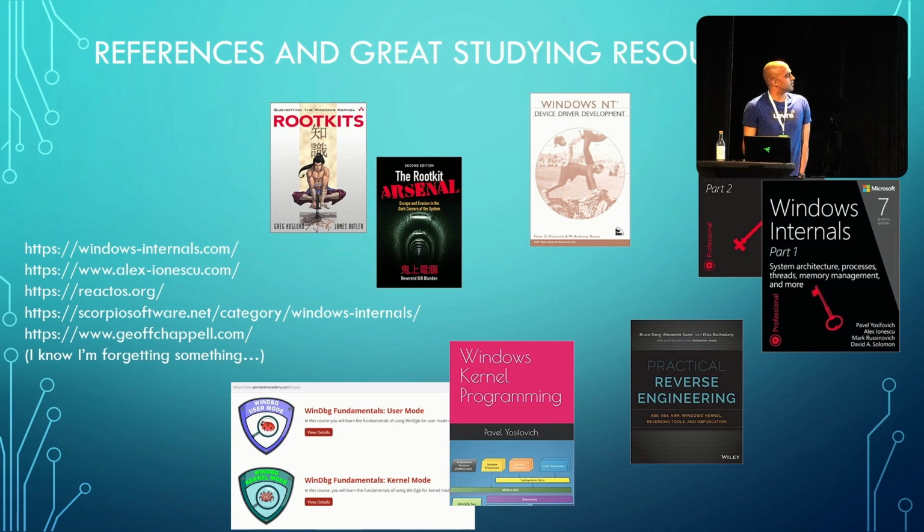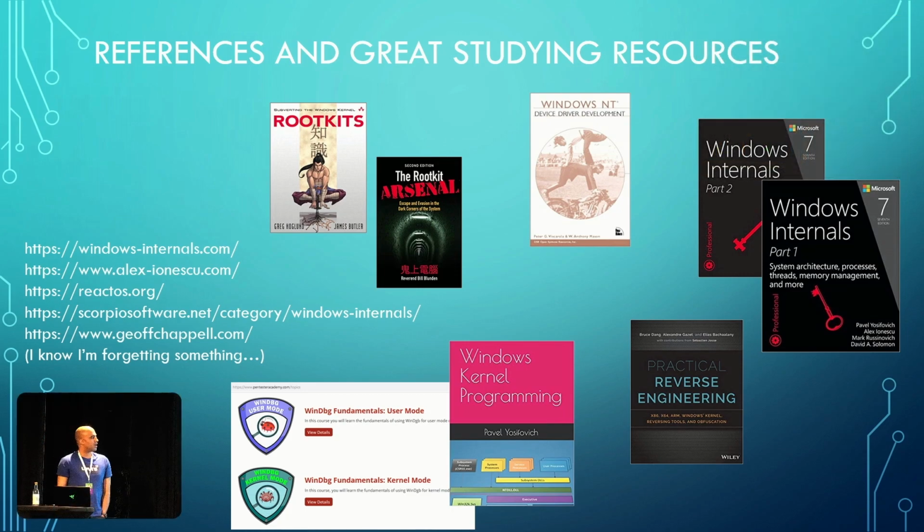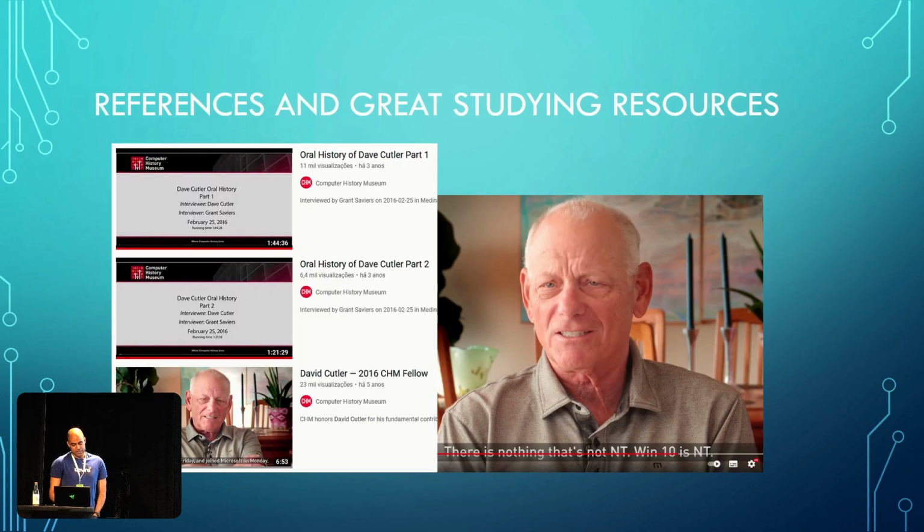These are some amazing books if you want to learn this stuff. For blue teams, absolutely Practical Reverse Engineering from Bruce Dang. He's just amazing. And the classical rootkit books. You might be asking, why do I have a really, really old-looking book in there? The reason is, as the great Dave Cutler said, there is nothing that's not NT. Windows 10 is NT, and obviously Windows 11 would apply as well.